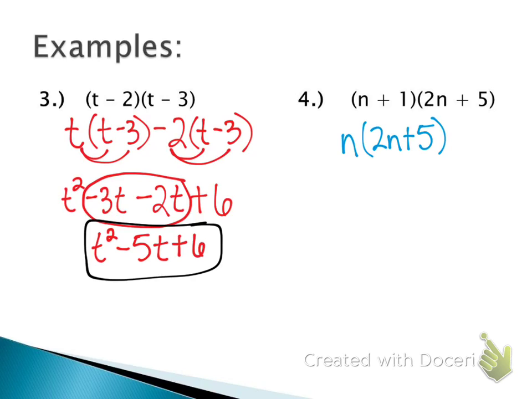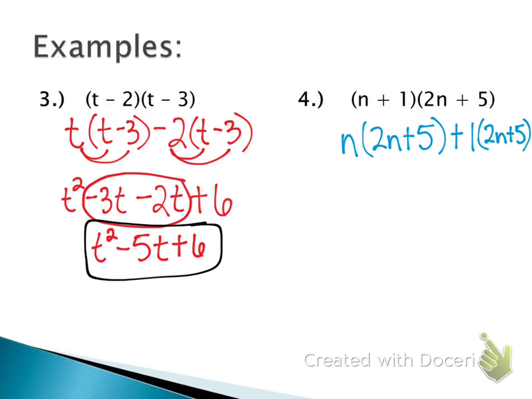Then I need the second term from the front. Franklin, what's that? 1. The 1, good. So it's a positive 1, so we'll put plus 1. And I again multiply that to my second binomial. What's my second binomial? 2n plus 5. Next thing I need to do. Nobody knows where to go from here? Distribute.